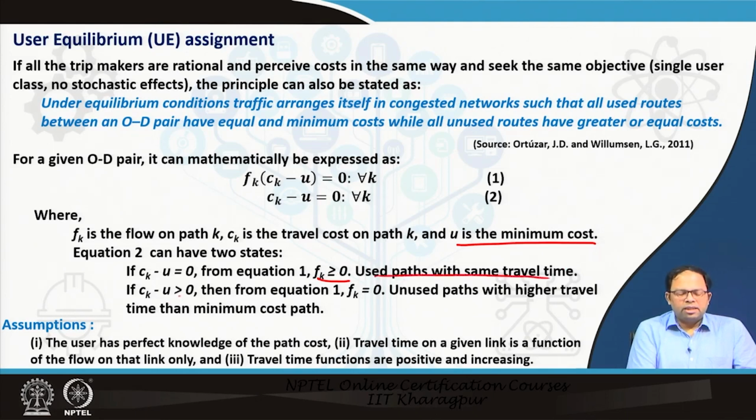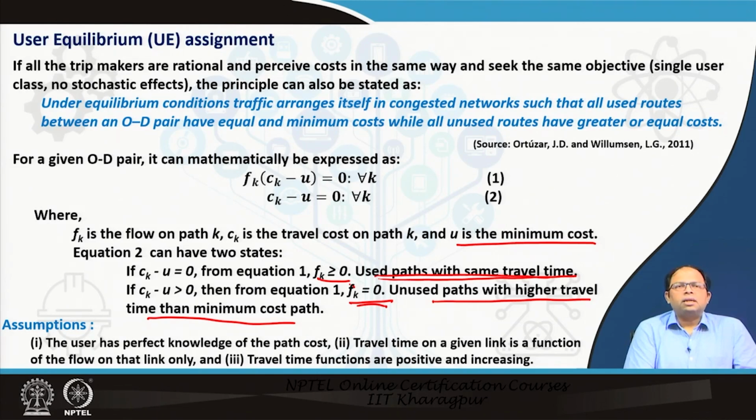Whereas if Ck minus u is greater than 0, then from equation 1, Fk is equal to 0. And that means there is no flow on unused paths with higher travel time than the minimum cost path. So when the travel time is higher than the minimum cost time, then flow is 0. And when a used path has the same cost as the minimum cost time, in that case Fk is greater than or equal to 0. So that is what this equation signifies.